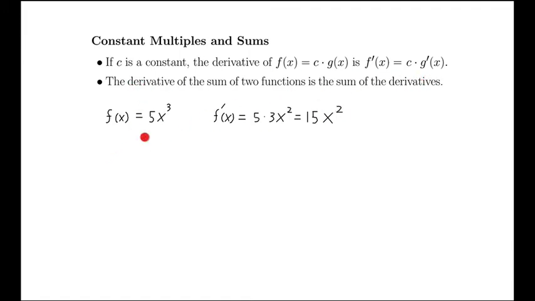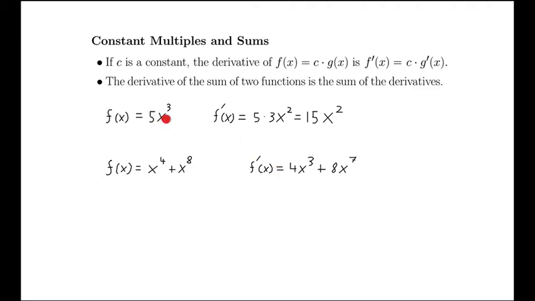Let's look at the second rule. That says if we have the sum of two functions, like x to the fourth plus x to the eighth, the derivative we can compute by just taking the derivative of the first function. The derivative of x to the fourth is 4x cubed. And adding on the derivative of the second function. The derivative of x to the eighth is 8x to the seventh.